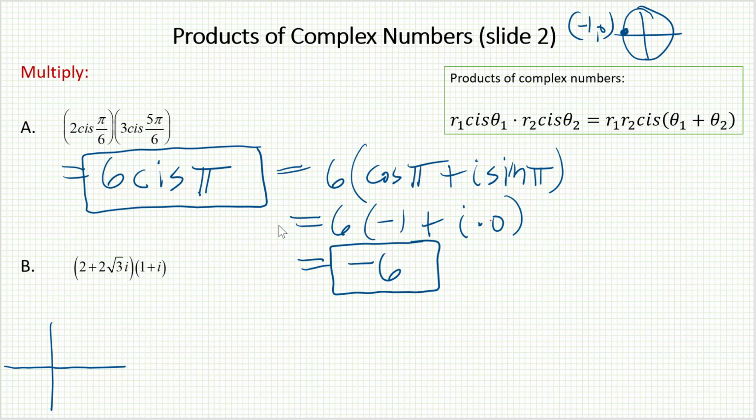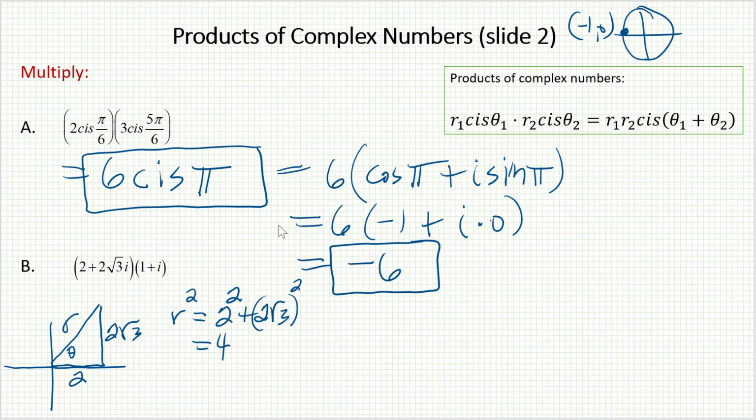In order to do the conversion, quick pictures will help me. Let's see, the first one is 2 plus 2 root 3i. So I'm in the first quadrant. Here's my r, here's my theta. For r, I can use that polar relationship. It's really just the Pythagorean theorem.